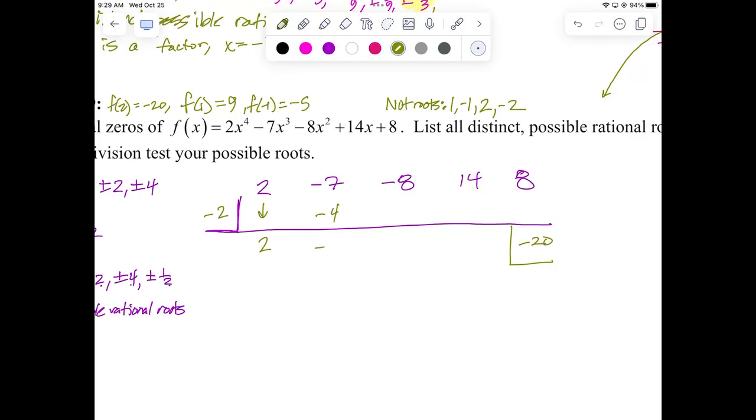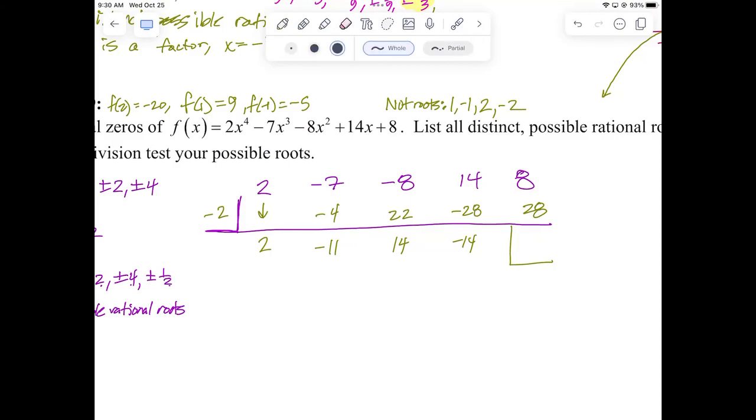Let's keep going. We get negative 11. Then we get positive 22. 22 minus 8 is 14. 14 times negative 2 is negative 28. That gives us negative 14. And then we get positive 28, which gives us positive 36.